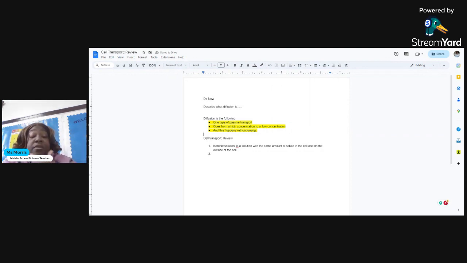So now I'm going to switch over to the cell transport review. The first question was to draw a cell that is an isotonic solution. Label the amount of solute in the cell and in the solution. So what we understand the isotonic solution to be is a solution with the same amount of solute in the cell as well as on the outside of the cell in the solution.